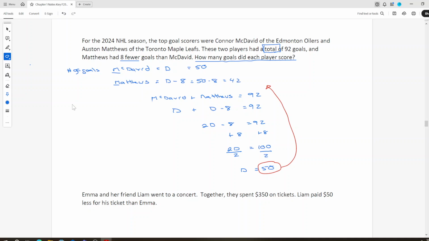And again, totally okay with this as long as you do a good job of clearly showing your answers, or follow the rule that word questions get word answers. So therefore, McDavid scored 50 and Matthews 42, that is not a 4, 42 goals. Yay.